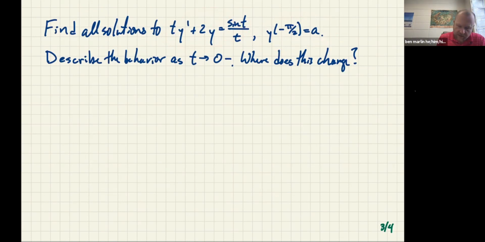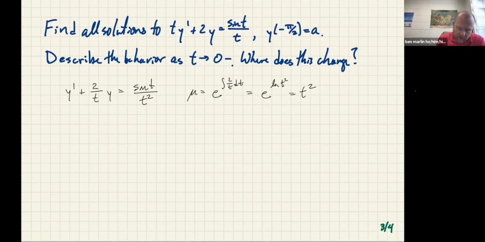So first thing that you'll see is that we've got a t for the coefficient of y prime, and we don't like that. So I'm going to go ahead and divide through, and that should look familiar. But it gives me that. So now my mu is e to the integral 2 over t dt, which is going to be e to the log of t squared, which is going to be just t squared.